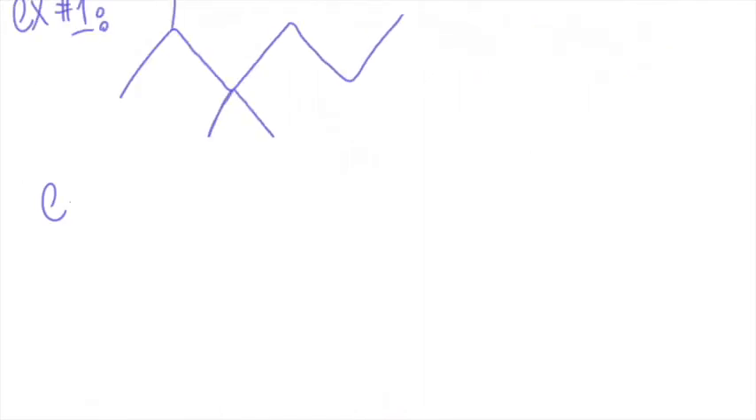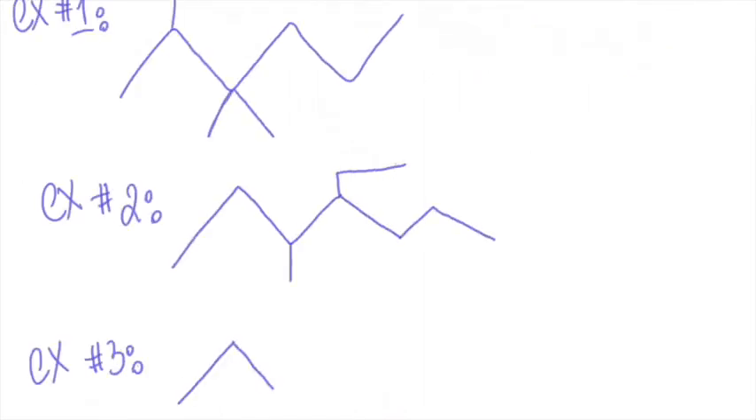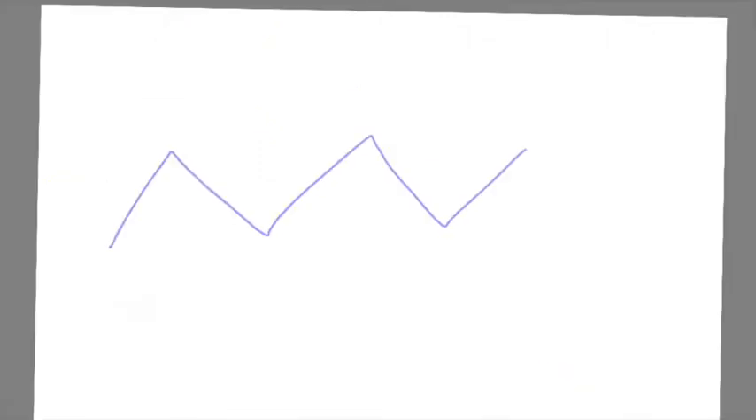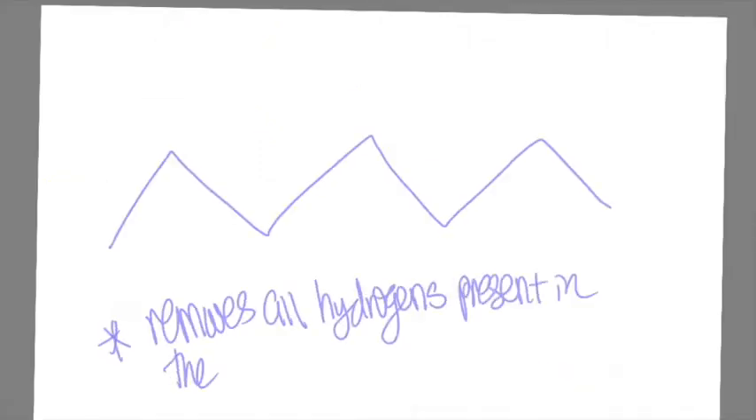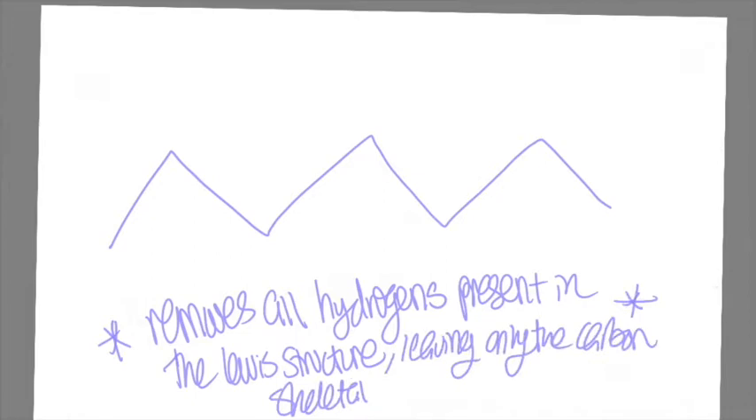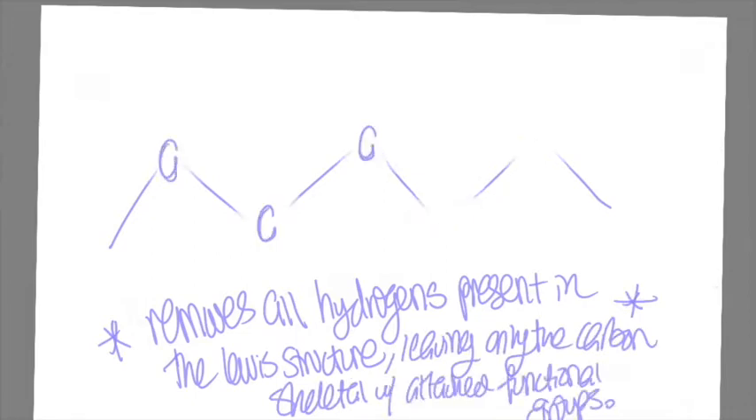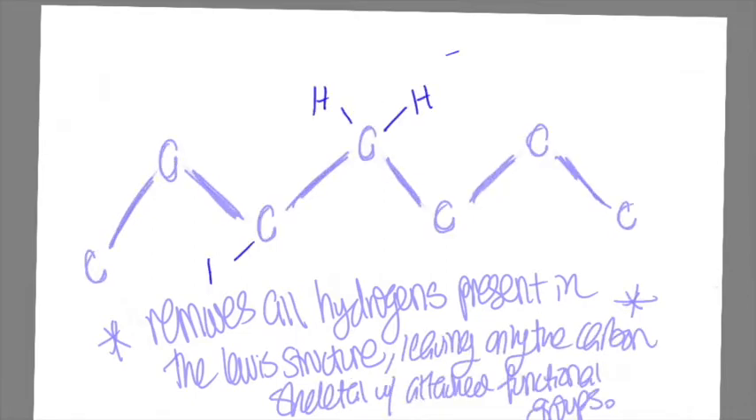Now onto the actual naming rules. Let's say we are given the following organic compound to name, with some examples in line-angle, or skeletal form. The skeletal formula removes all hydrogens that would be represented in the Lewis structure. This leaves only the carbon skeletons with the attached functional groups. Each point on the skeletal formula represents a carbon.